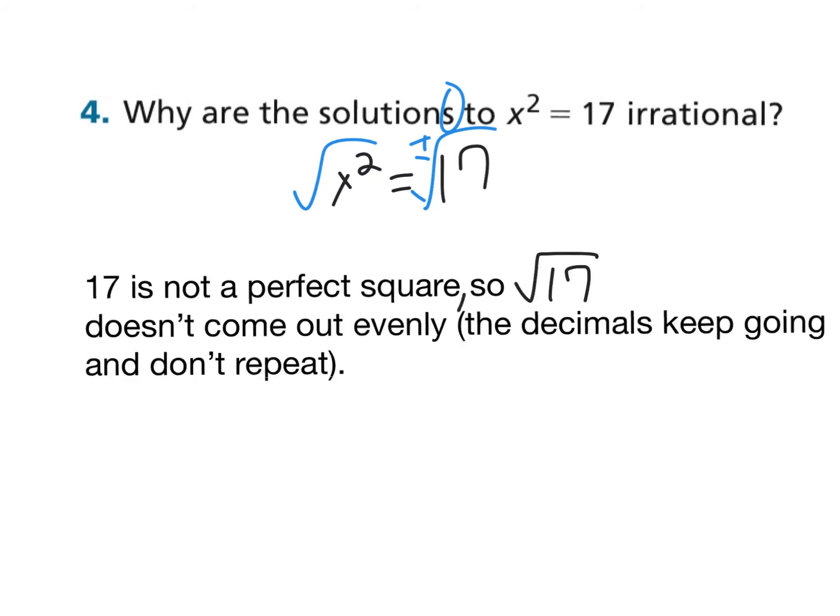So this is a way of how we could write that out, something to this effect. 17 is not a perfect square, so square root of 17 doesn't come out evenly. The decimals keep going and don't repeat.